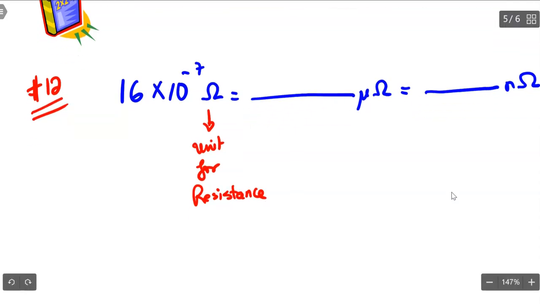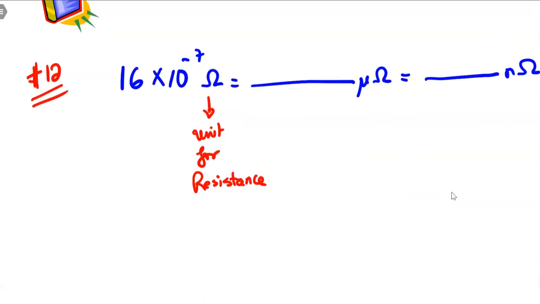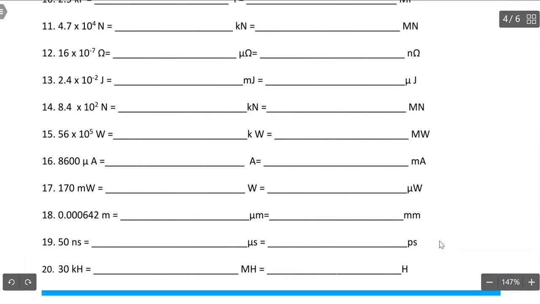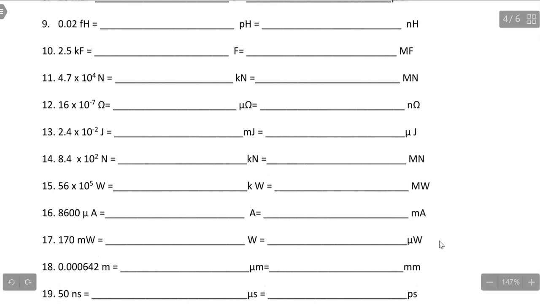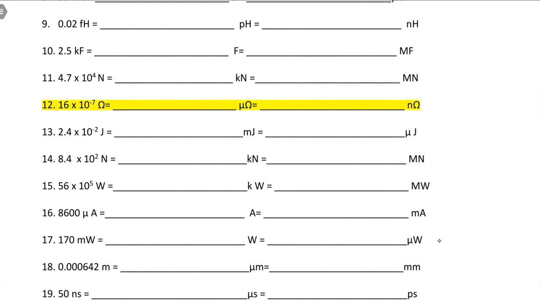Now, for this question, I am going to work with two methods, because I really want everyone to master the concept of the exponent. Number 12 looks like this for the exercise that I assigned. For number 12, I am working with 16 times 10 to the exponent negative 7 ohms. I need to convert this into micro ohms, and I need to convert this one into nano ohms.